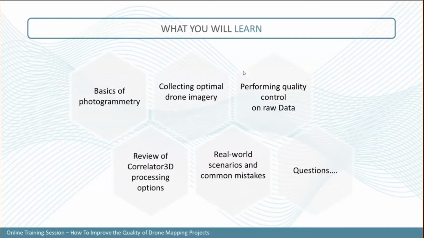You'll learn first of all the basics of photogrammetry. I'll just do a quick overview of what photogrammetry is and how it works. Then we'll talk about collecting optimal drone imagery, performing quality control on the raw data, reviewing the Correlator3D processing options, and then a real-world scenario with some common mistakes and how to fix them. And finally, we will finish with some questions.